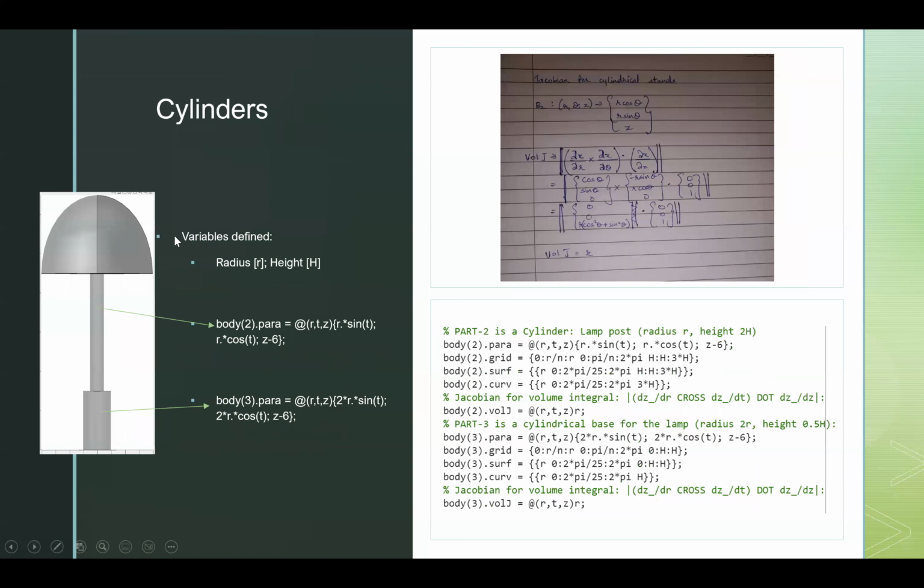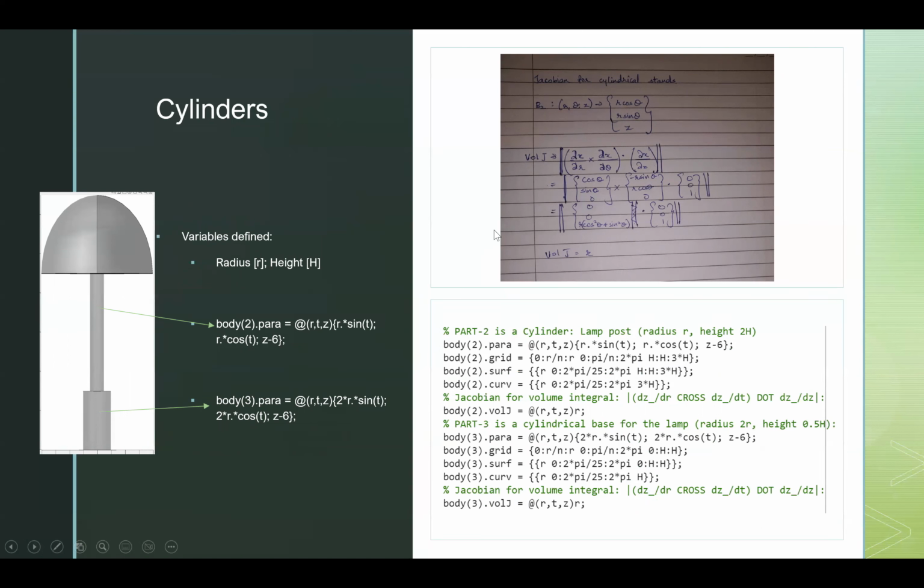Coming to the cylinders, the variables that I've used are again r, which is denoted by a small r, and the height. So this is the parameterization for the thin cylinder, and this is the parameterization for the bigger one. So you can see the difference in radius, basically r and 2r. Again, this z minus 6 thing at the end is done in order to align these cylinders beneath the hemisphere.